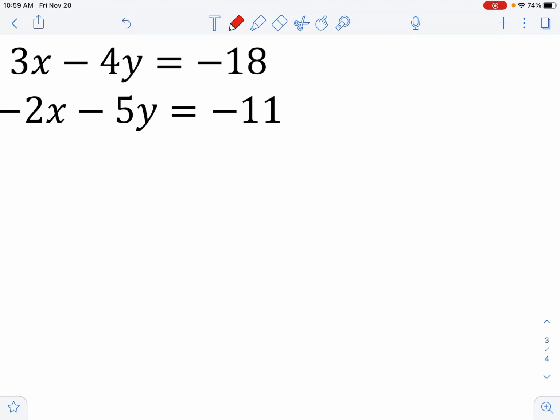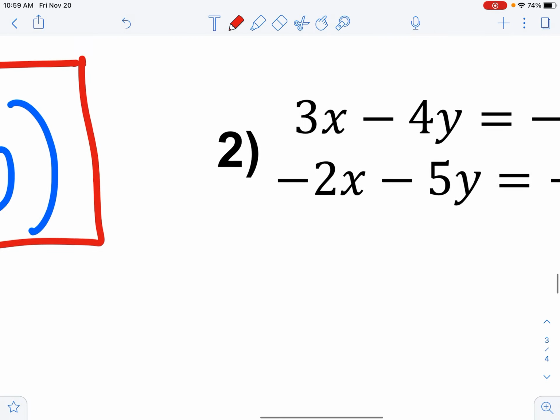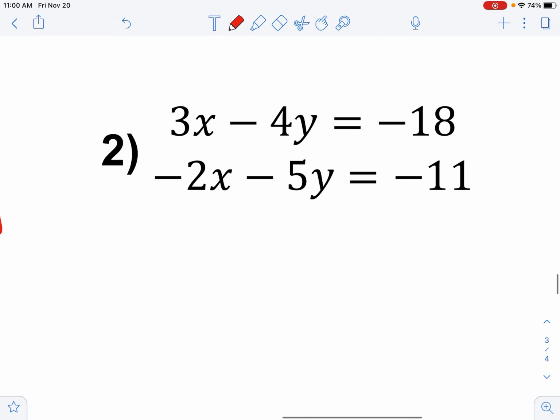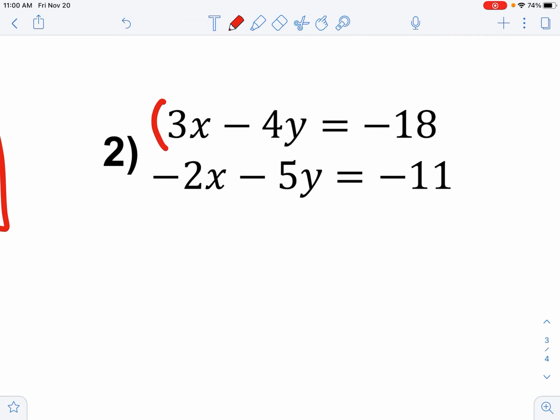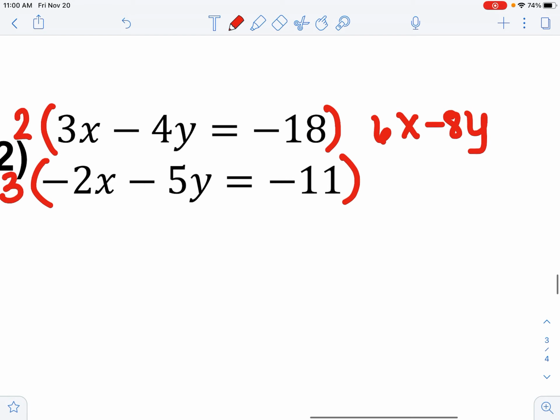I have a negative 4 and a negative 5. I can't get a negative 5 to be a 4. I can't get a negative 4 to be a 5. But I can get them both to be 20s. So I can make one 20y and the other one negative 20y. But what I notice about this is these are both negatives. This is already a positive and a negative. So I'm going to do that because it's just easier for me. All right, so I'm going to get both of my x's to be 6's, a 6x and a negative 6x. I'll make this be my positive 6x, so I'll multiply by 2. I'll make this be my negative 6x, so I'll multiply by 3.